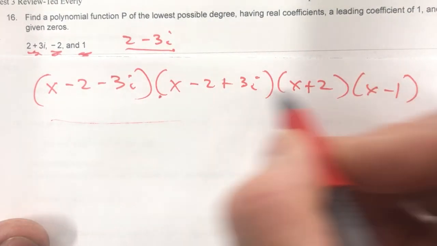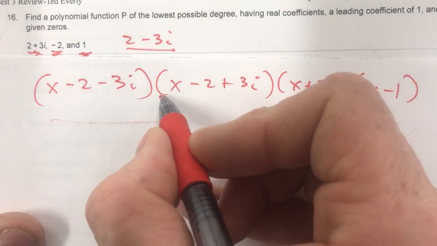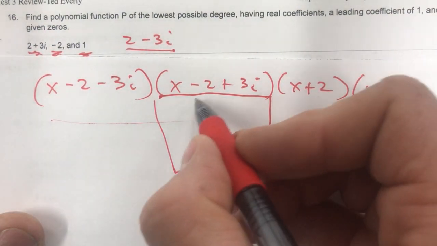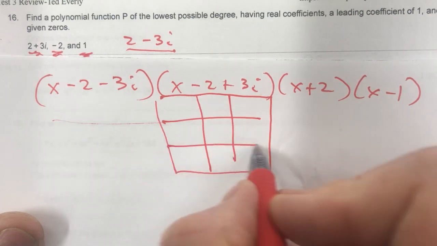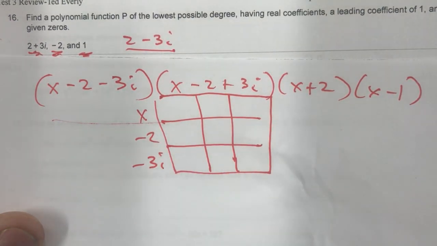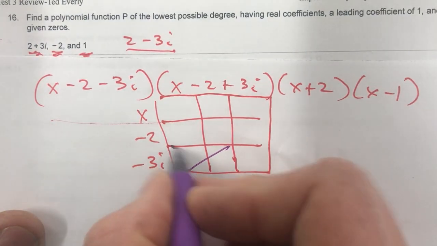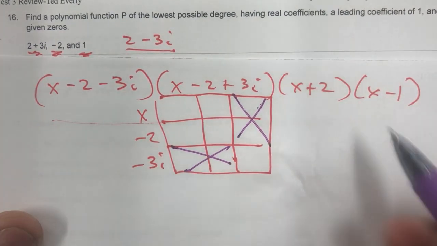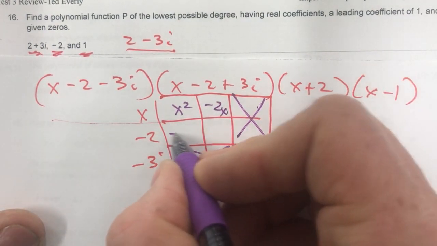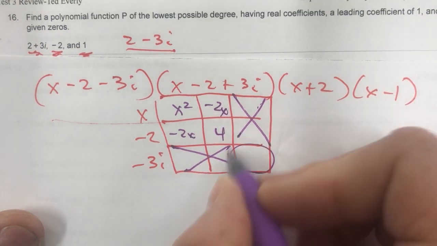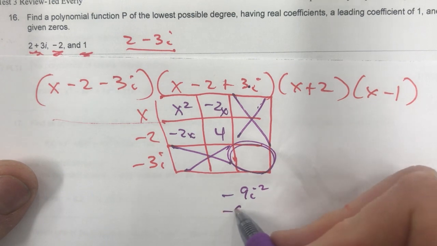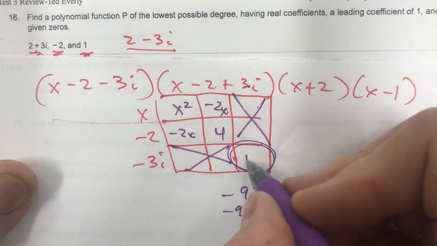Okay, so I think the best thing to do is multiply these two together and multiply those two together. So I'm going to build my little box here like we've done before. I'm going to put x minus 2 minus 3i here. When you do this, these two squares will always cancel those two squares, so I don't have to worry about them. This is x squared, -2x, -2x, 4, and then right here in this one, we got 3i times -3i, which is -9i squared, and of course i squared is -1, which is a 10.